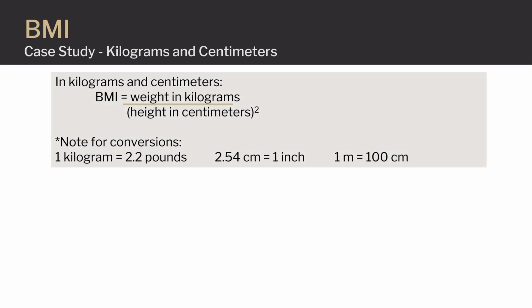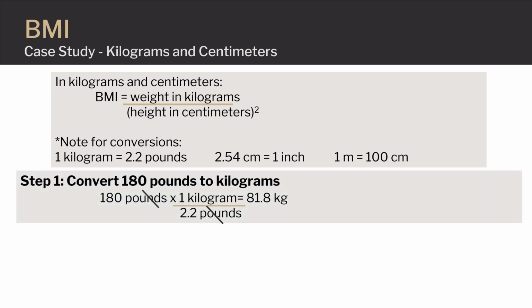Here's the formula for calculating BMI in kilograms and meters. BMI is equal to weight in kilograms divided by height in meters squared. Before substituting the numbers in the formula, note that the conversion factors are the following. For weight, 1 kilogram is equal to 2.2 pounds. And for height, 2.54 centimeters is equal to 1 inch, and a meter is equal to 100 centimeters.